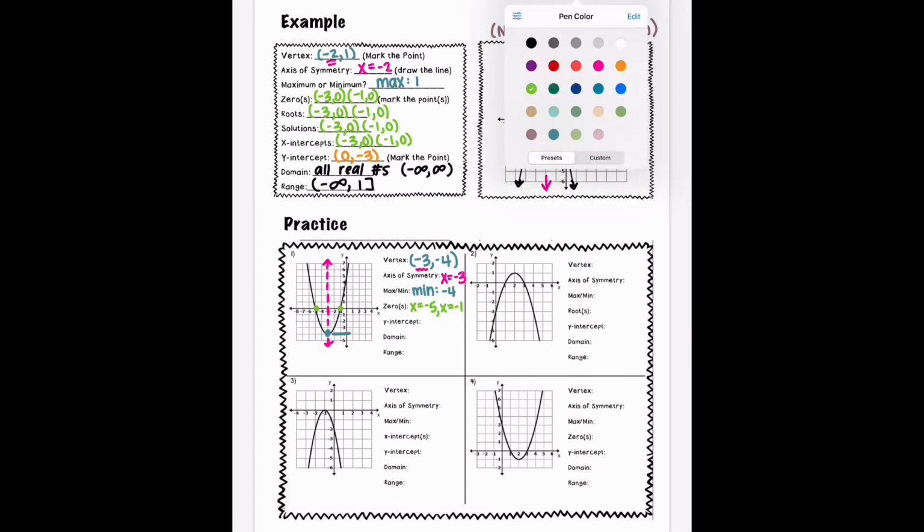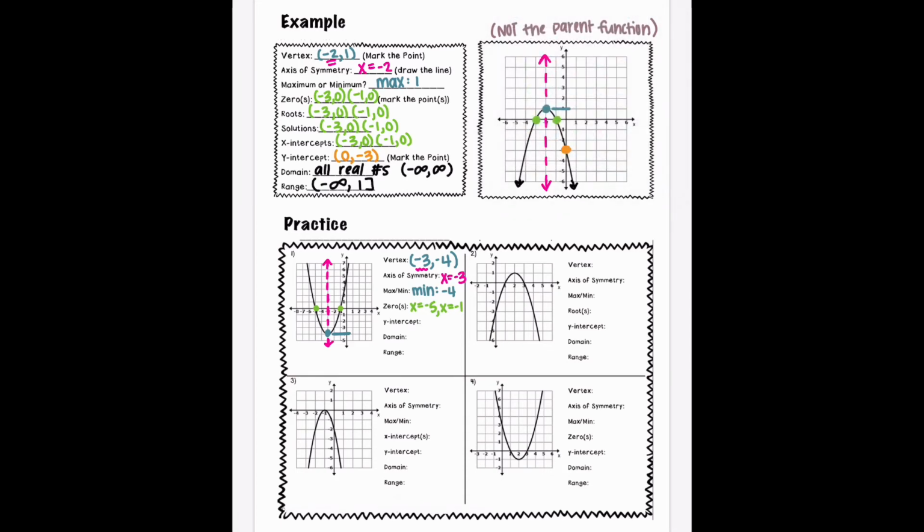Okay, the y-intercept. Where does our graph cross the y-axis? It's kind of hard to tell because this graph is so small, but that's at +5, so that's at y equals 5.